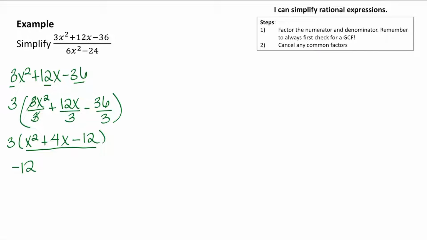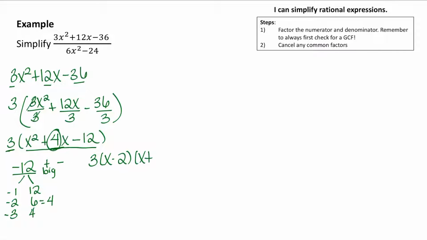So I have negative 12, and I need two factors of negative 12 that are going to add up to 4. So when I have negative 12, I'm going to have a positive factor and a negative factor. Since 4 is positive, I'm going to make my bigger factor positive. So I have 1 and 12, and I have 2 and 6, and I have 3 and 4. So you can see the pair that adds up to 4 is negative 2 and 6. So I'm going to use those as my factors. So this is going to simplify to 3 times, right, because 3 is the GCF. So we have x minus 2 times x plus 6. So that is the fully factored numerator.